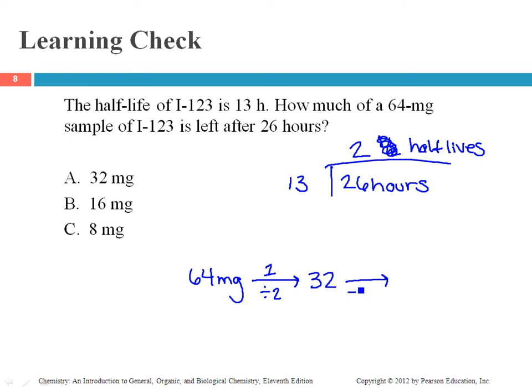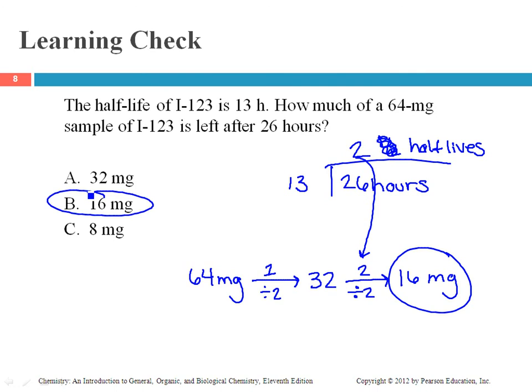And then if we divide by 2 again, for our second half-life, we got 2 half-lives, so we divide by 2 twice. So 32 divided by 2 is 16 milligrams. So our answer would be B, 16 milligrams.